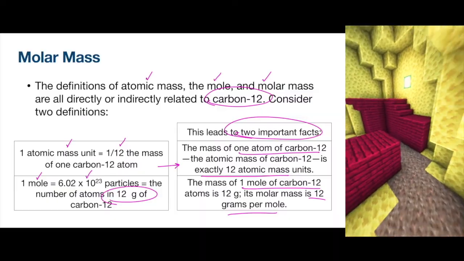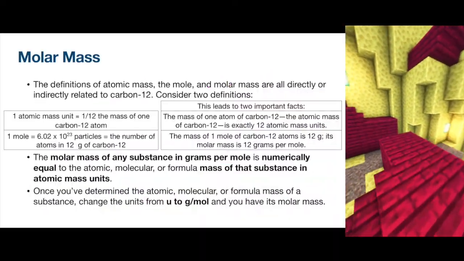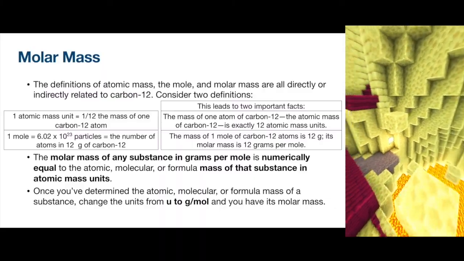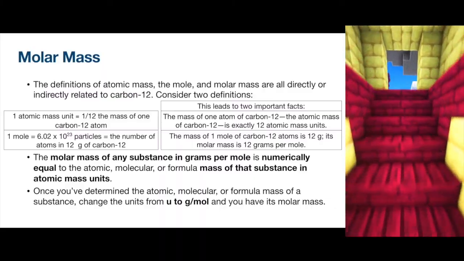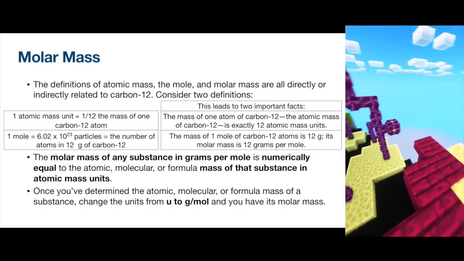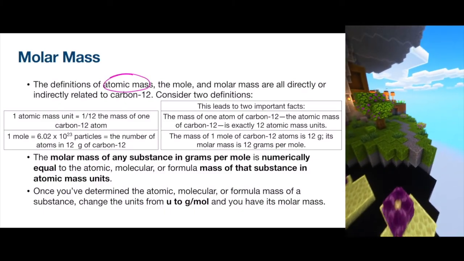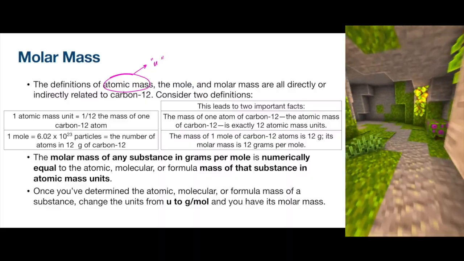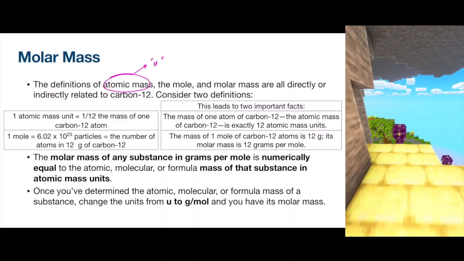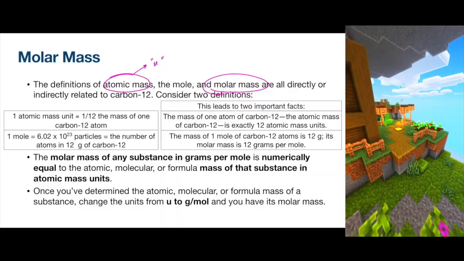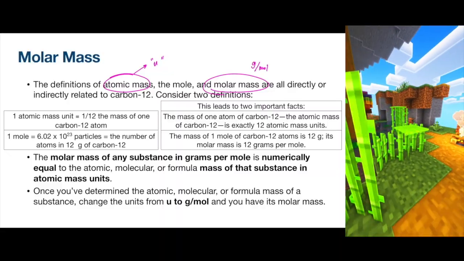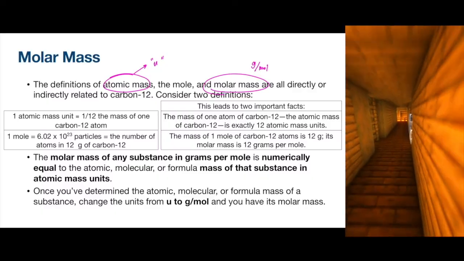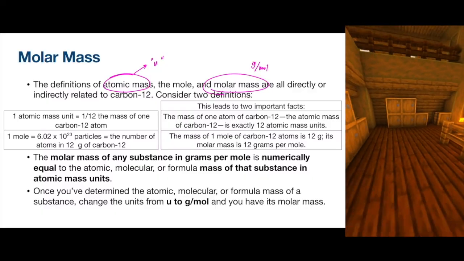To further expand that idea, one important thing to notice is that atomic mass and molar mass are numerically the same. The only difference is the units. Atomic, molecular, or formula mass is measured in atomic mass units, or simply u, while molar mass is measured in grams per mole. This relationship doesn't apply only to carbon-12. It works for all substances.